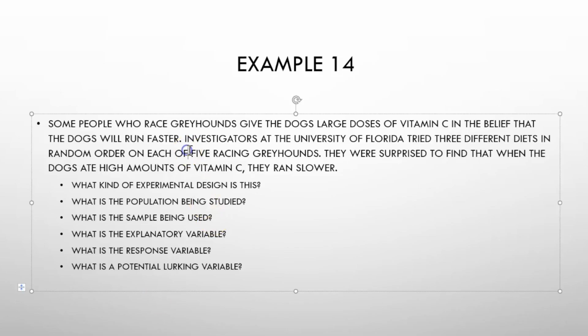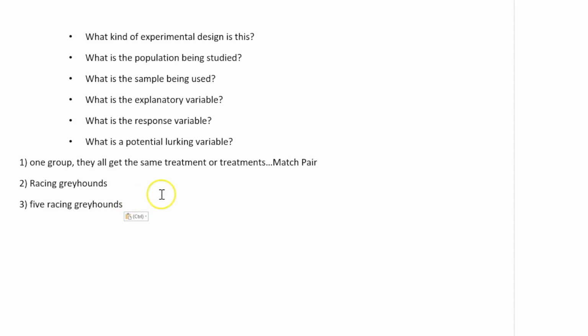Now, this one doesn't give us a literal number, but they use the number in words similar to the last one here. So the sample being studied, we have 5 racing greyhounds. They're the ones involved in this. They're in our sample, so that's what we have there. So we have 5 racing greyhounds. That's who we're actually doing these various diets on.